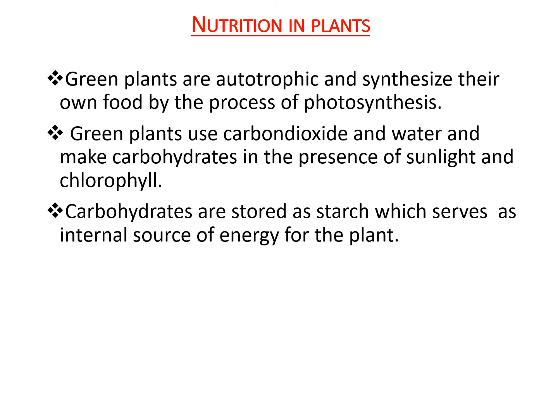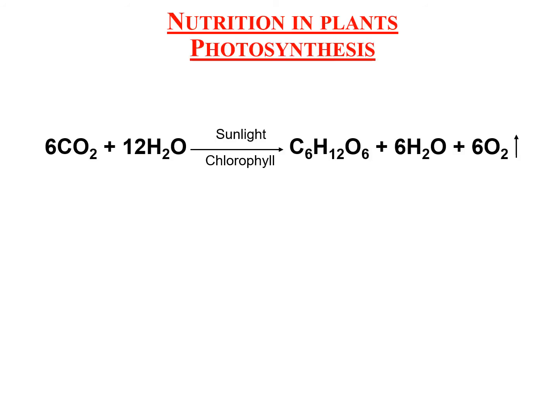Carbohydrates are stored as starch, and this is the internal source of energy for the plant. So starch is nothing but a complex carbohydrate. Here we are seeing the equation of photosynthesis. Here we see 6 molecules of carbon dioxide have combined with 12 molecules of water in the presence of sunlight and chlorophyll to give rise to glucose. 1 molecule of glucose, 6 molecules of water, and 6 molecules of oxygen are released.